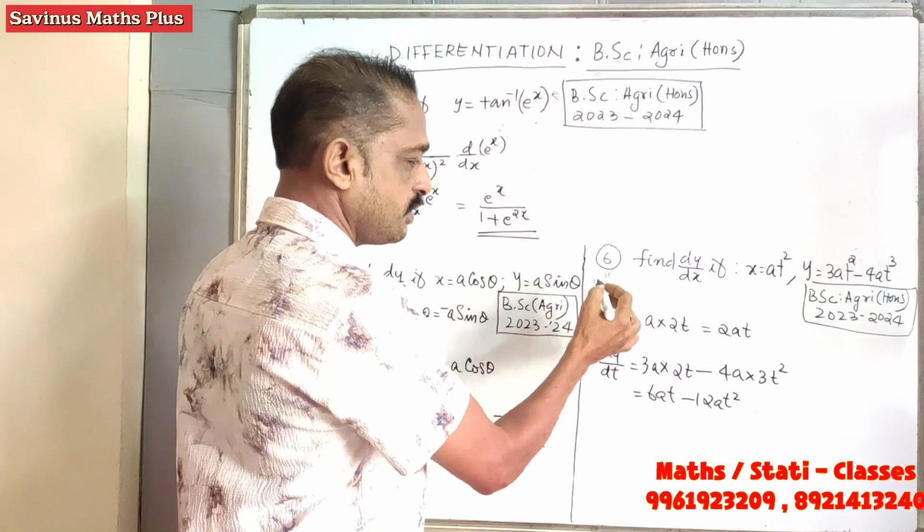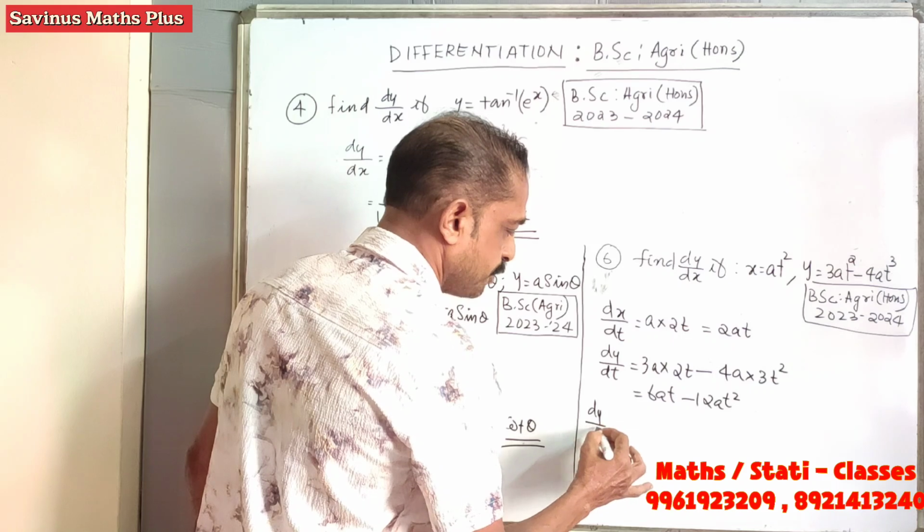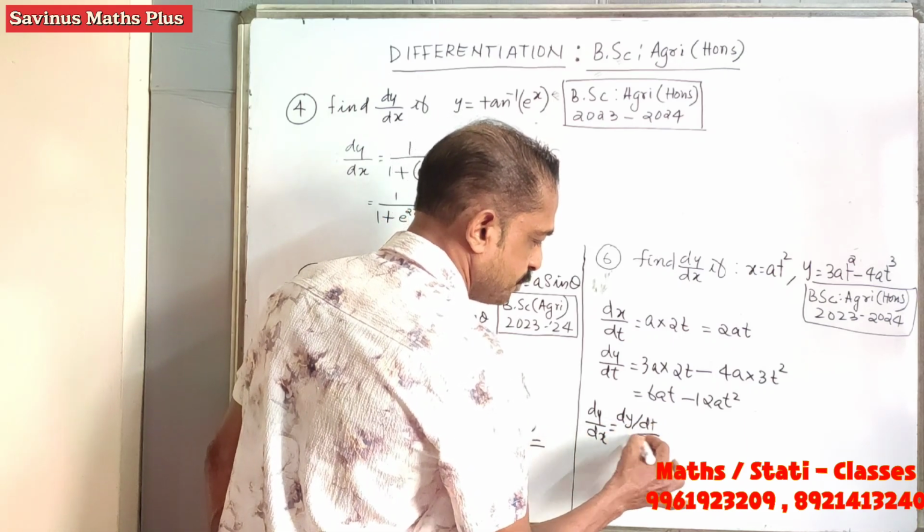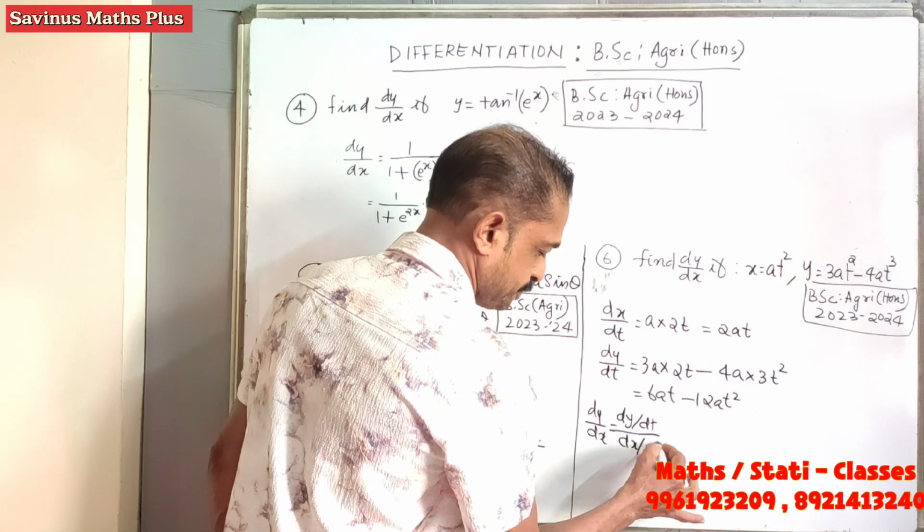So how will you find dy by dx? Dy by dx is dy by dt divided by dx by dt.